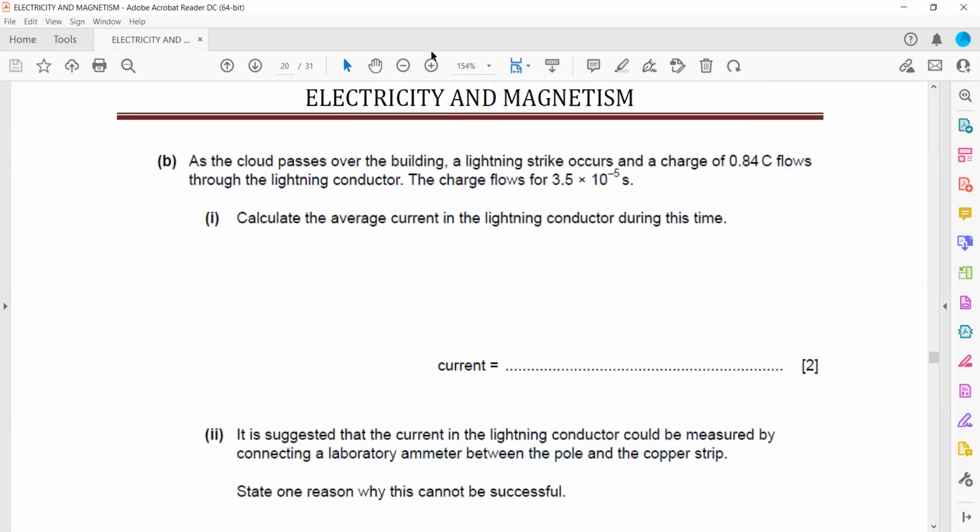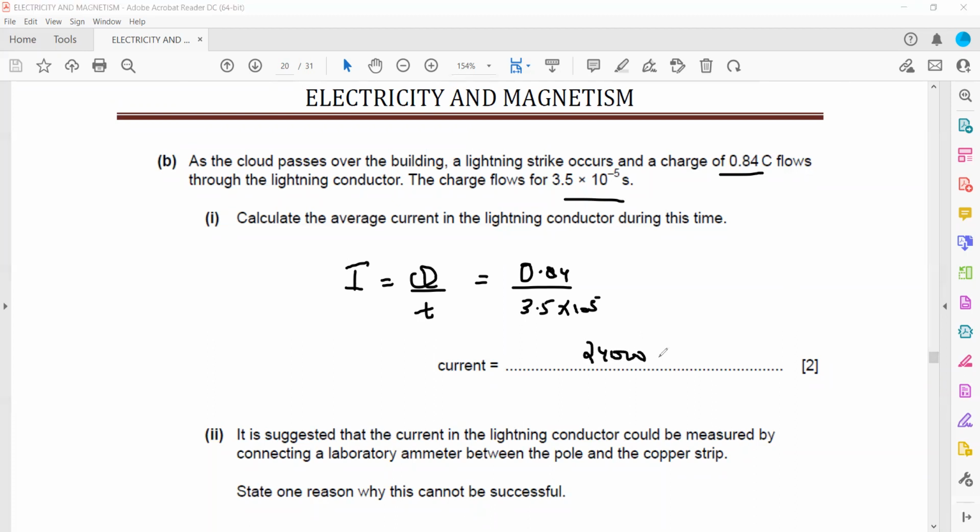As the cloud passes over the building, the lightning strike, which is current, the charge is 0.84 and the time is 3.5 times 10 to the power minus 5. So what is the average current? Current is charge divided by time. So this will give us how much current will flow. That is about 2.4 exponent 4.